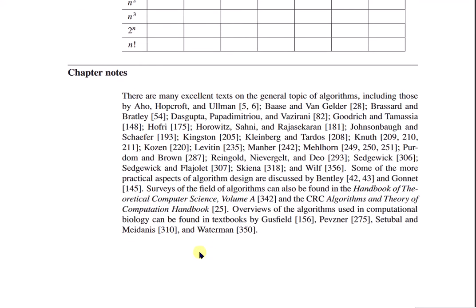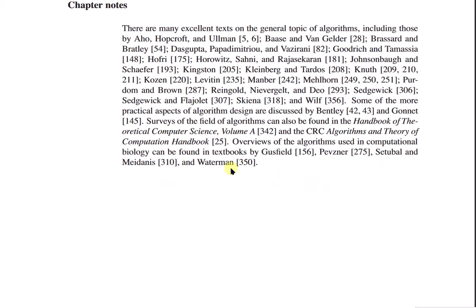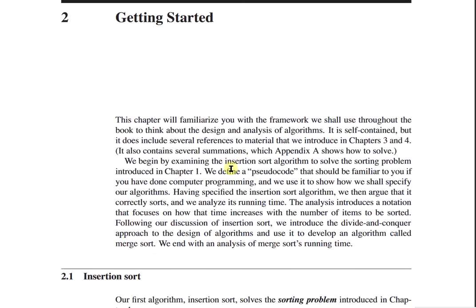I think you can calculate that yourself. Let us skip the chapter notes. Getting started. Chapter 2.